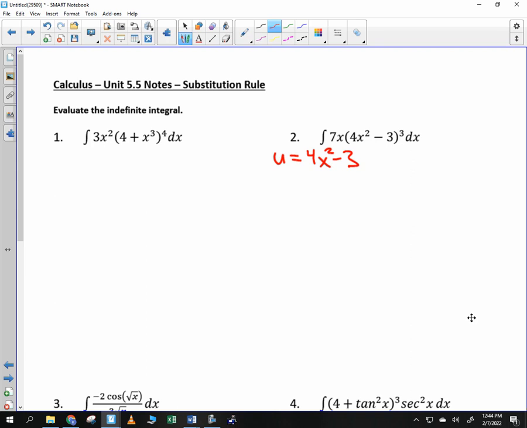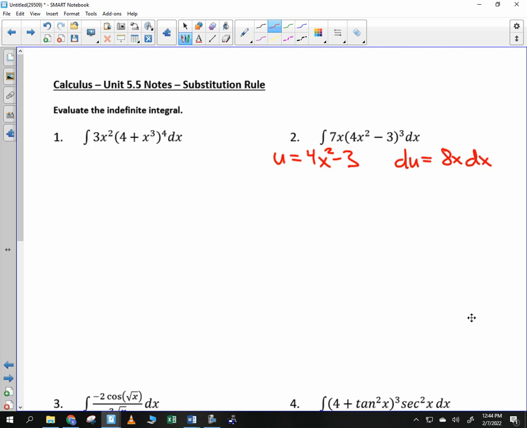Now what I do is I take the derivative of both sides. The derivative of u, we say, is du. Anybody the derivative of 4x squared minus 3? 8x dx.